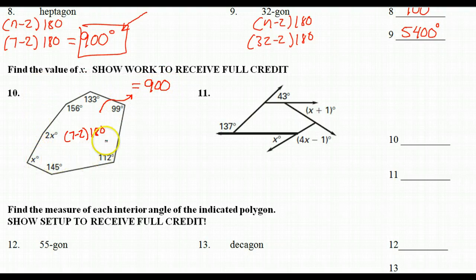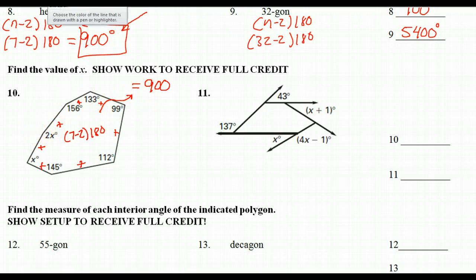So all I have to do is create an expression of the sum of all of these. This plus this plus that plus that plus this plus that plus this. If I add up all of those things, combine my like terms, that expression should equal 900. So that's what I'm going to do.